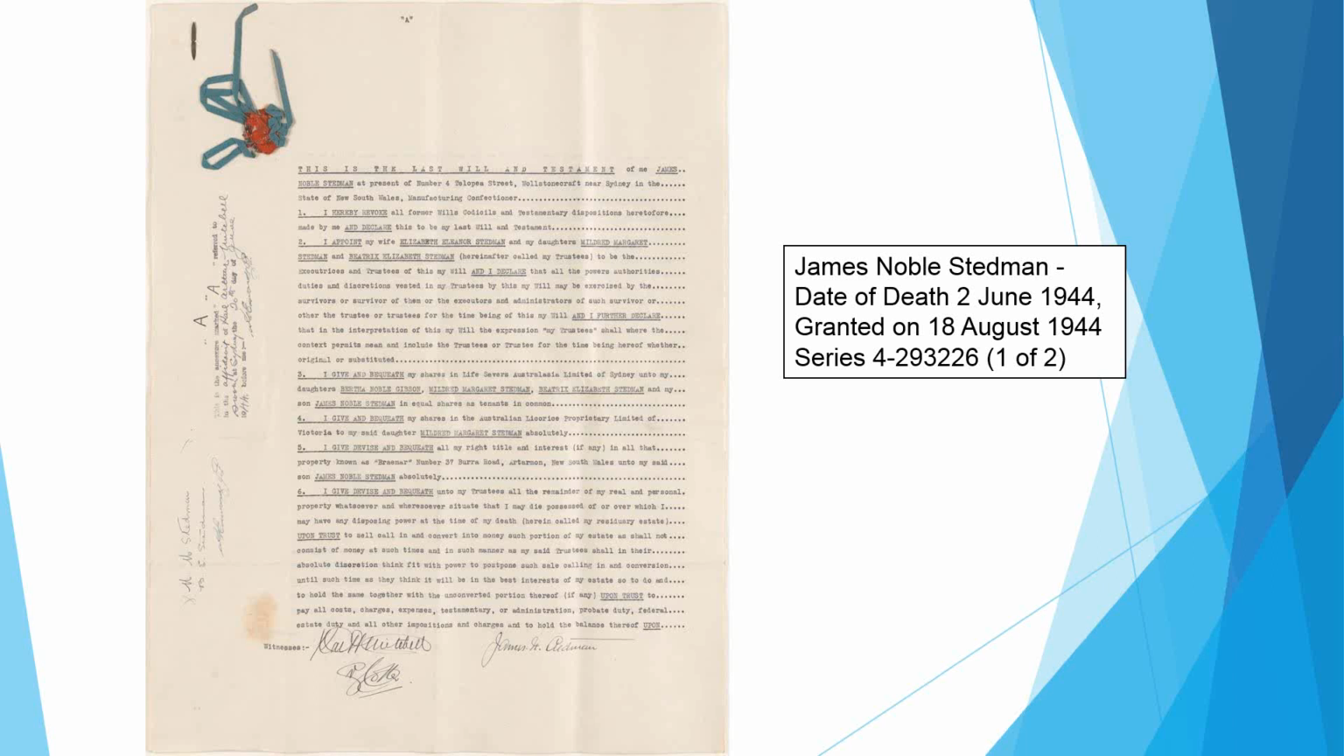Now, this is the last will of James Noble Stedman from that 1944 probate packet. So it's a beautifully typed document. It tells us all we need to know. It's signed by the witnesses down the bottom there, and shows how he's dividing up his property upon his death.